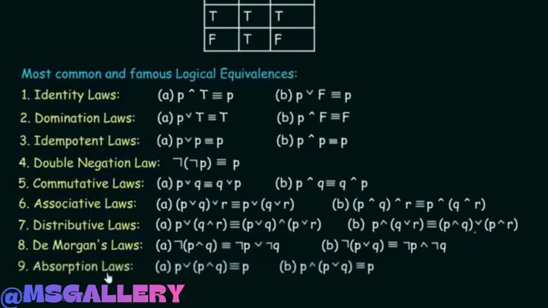Ninth is absorption laws, that is P or (P and Q) is equivalent to P. P and (P or Q) is equivalent to P. Now this is a little bit difficult to understand. The point here is that it seems like a distributive law, right? P or (P and Q), like here it is P or (Q and R).